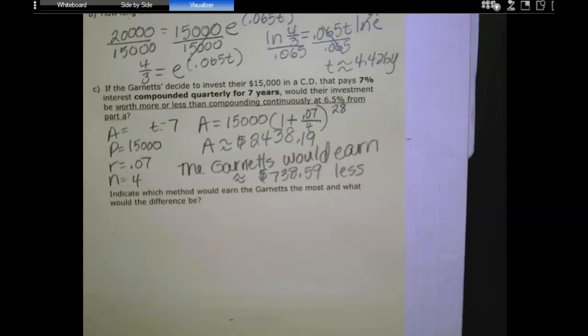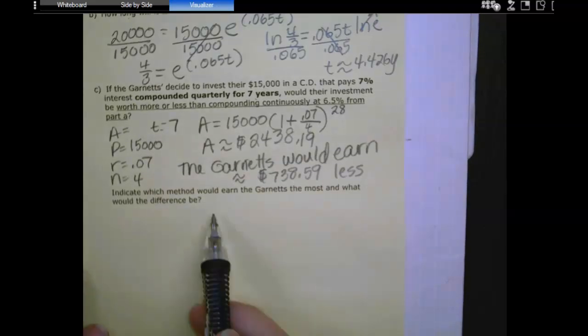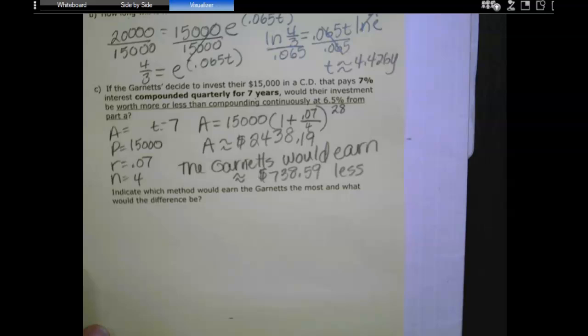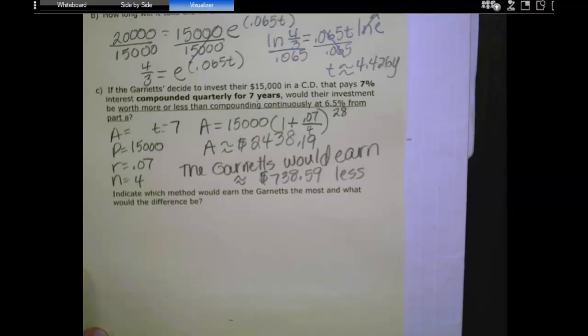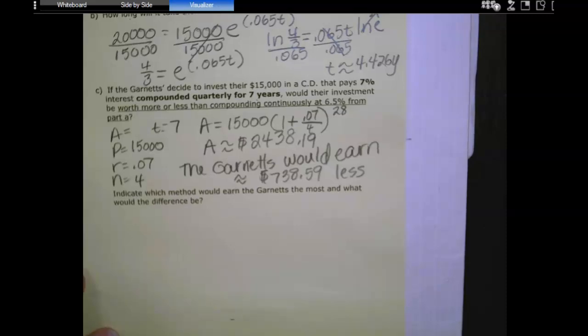It makes a difference. So, y'all, when you invest your money in a bank, do you think they do quarterly or they do continuous? Quarterly. But on your credit cards, how are they computing your interest? Continuous. It's a scam. Better believe it.